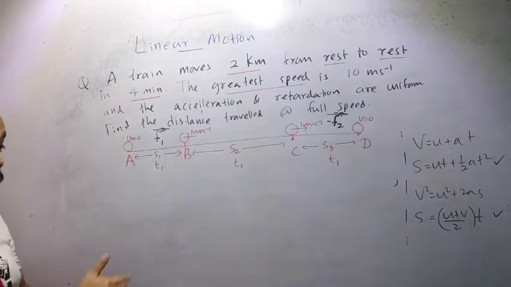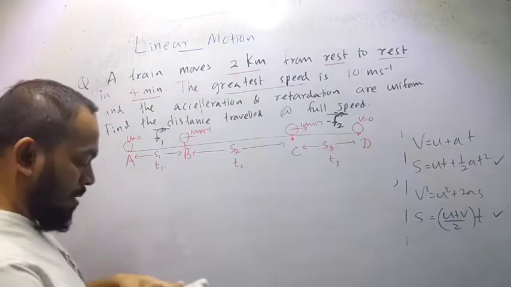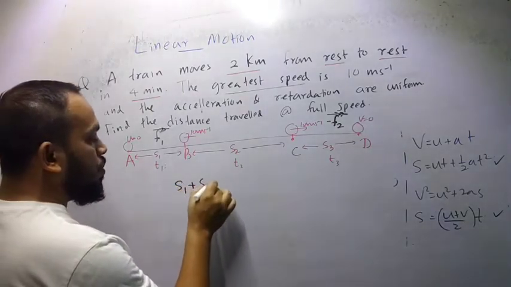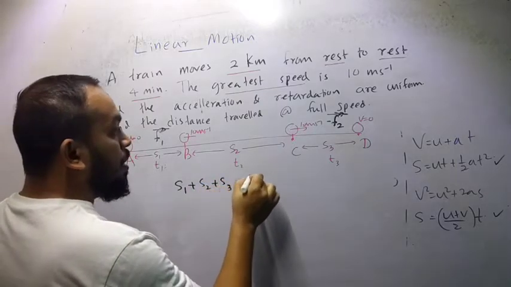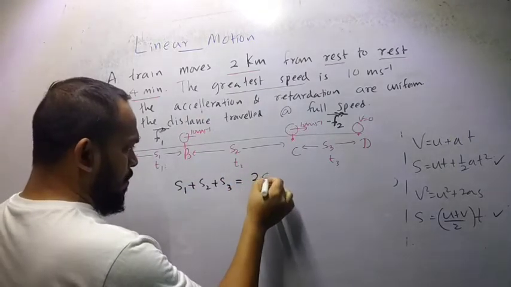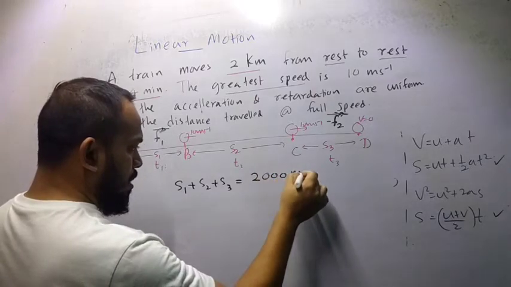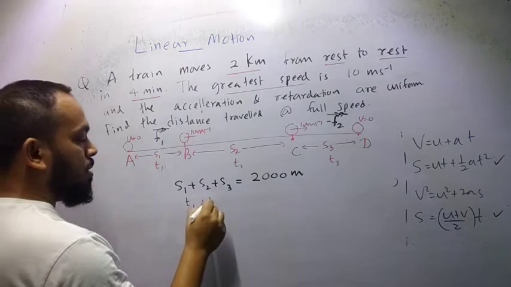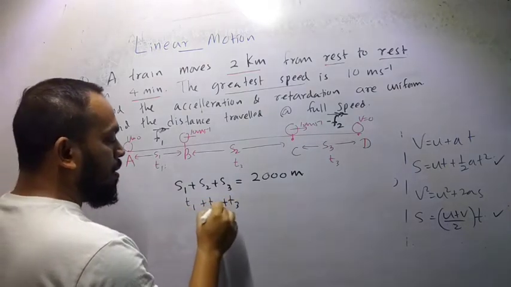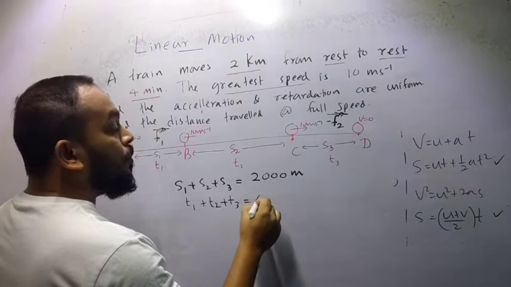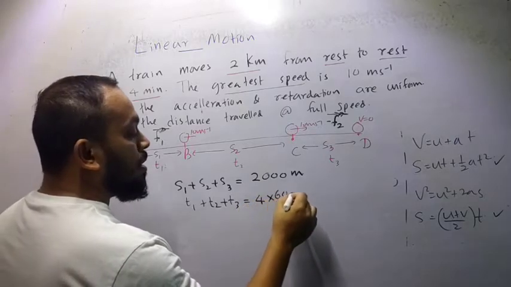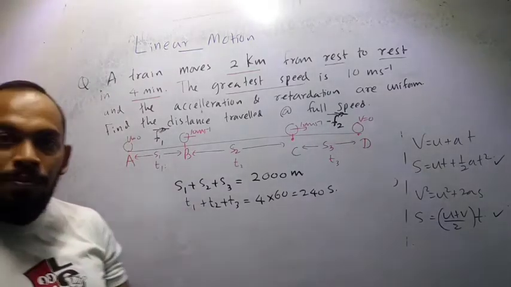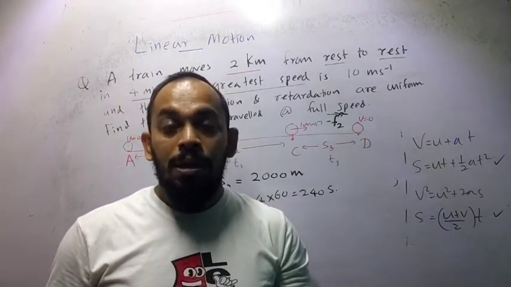So what we do know is that the total distance, which means S1 plus S2 plus S3 equals 2 kilometers. So basically this is 2000 meters. And we know the total time. T1 plus T2 plus T3 equals 4 minutes. So 4 into 60 seconds, 240 seconds. Now we have the total displacement and total time.